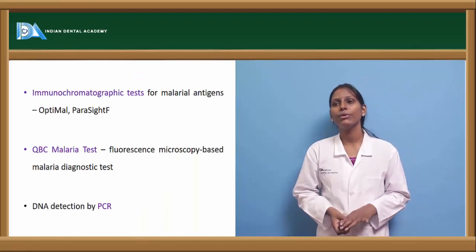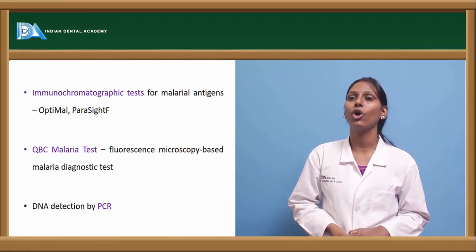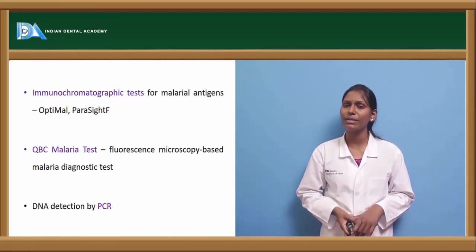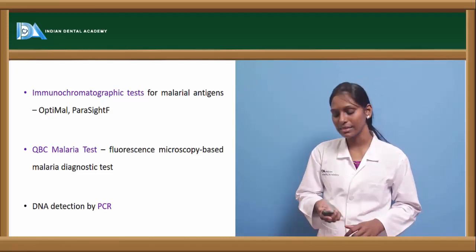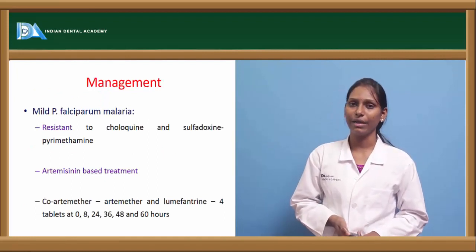Other tests include immunochromatographic studies, especially for malarial antigens, and this includes OptiMAL and Parasight F. The QBC malarial test is also present, which is a fluorescence microscopy based malaria diagnostic test, and DNA detection with PCR can also be helpful in identifying malaria.